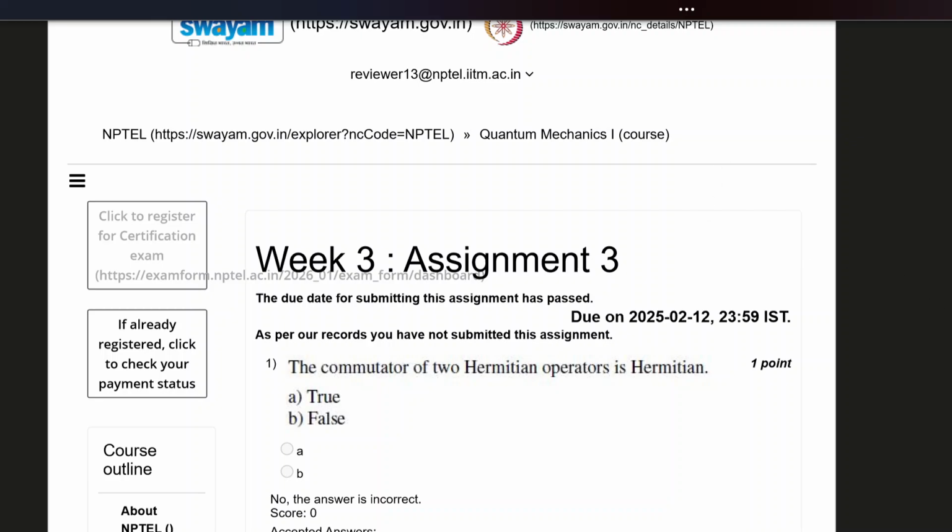So question number 1 is: the commutator of two Hermitian operators is Hermitian. We have to find out whether that statement is true or false. First of all, you probably already know what it means to be a Hermitian operator. Hermitian basically means that if you have an operator A, where this hat sign means this is an operator, then A will be Hermitian if A equals A dagger. I think you are also familiar with this dagger sign.